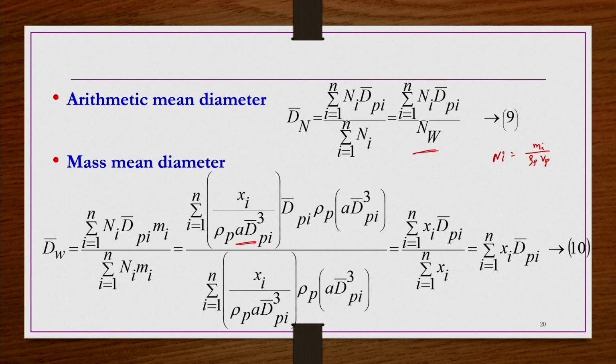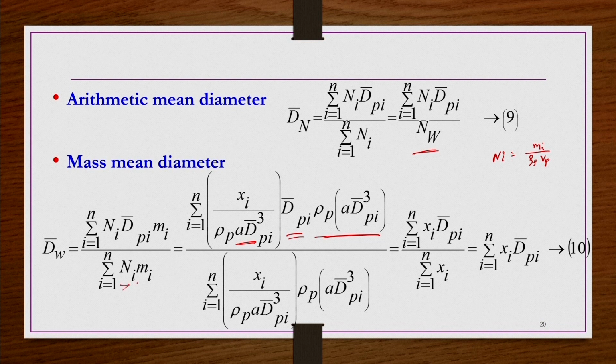So the volume should be some constant multiplied by dpi bar cube. That constant is A, the volume shape factor, like b is the surface area shape factor, A is the volume shape factor. And this dpi bar is as it is. Mi is nothing but rho p into the volume of the particles. So Mi is rho p multiplied by the volume of all the particles in that mixture, A dpi bar cube.